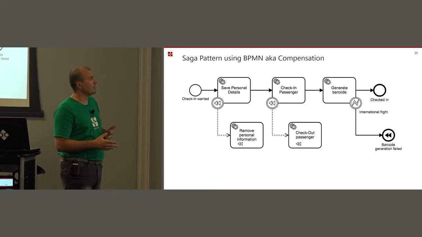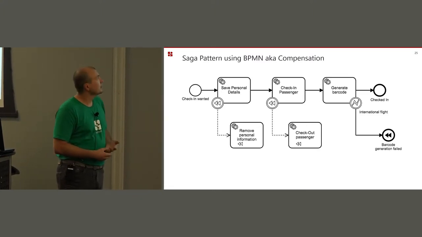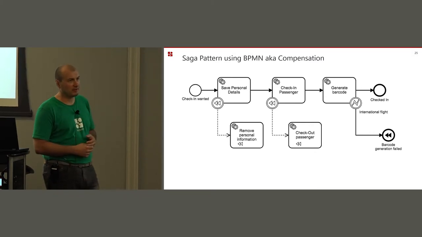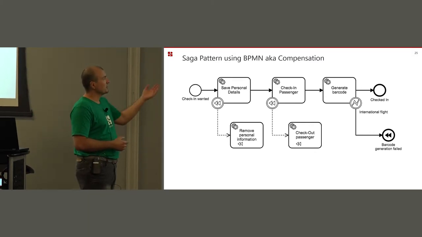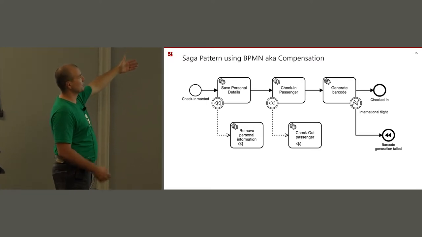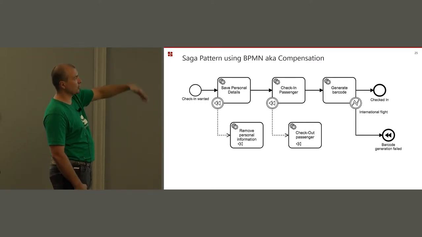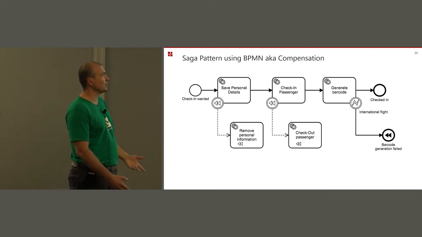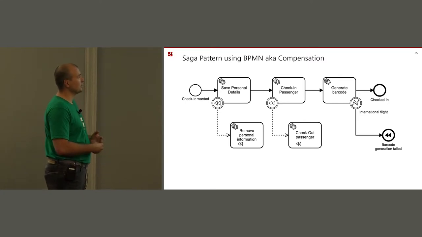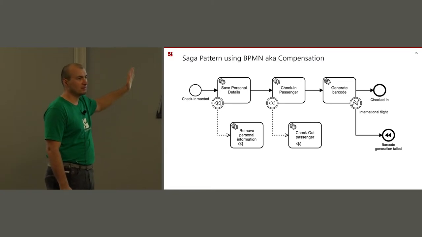BPMN has a method to do this. It's called compensation. It's very useful, very handy. And that compensation is also kind of known in the microservice world as the saga pattern. What you'd see here is a very simple example of it: our person service did something and then checked in, and then the barcode generation failed. We captured that failure, and then we kicked off the compensation, and the compensation will automatically go back through each service and tell it what exactly it needs to roll back.